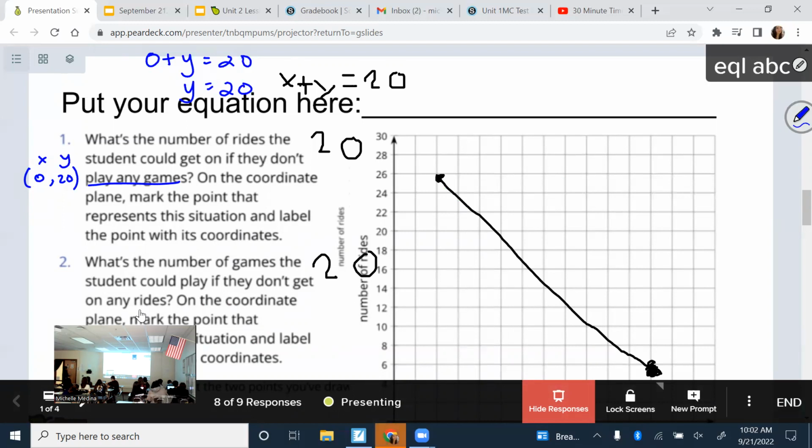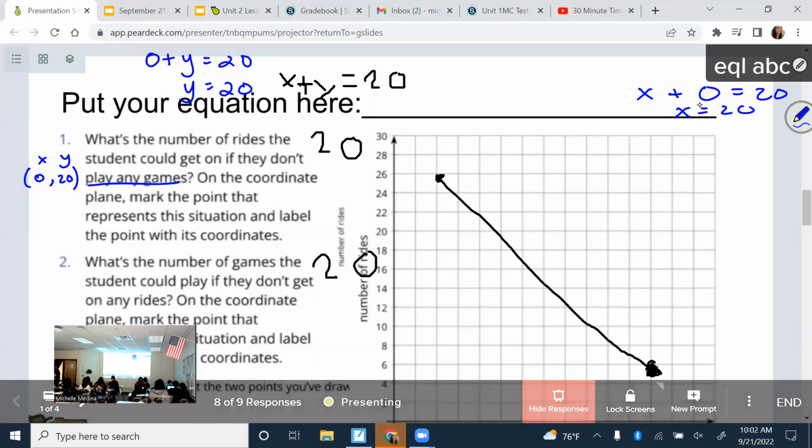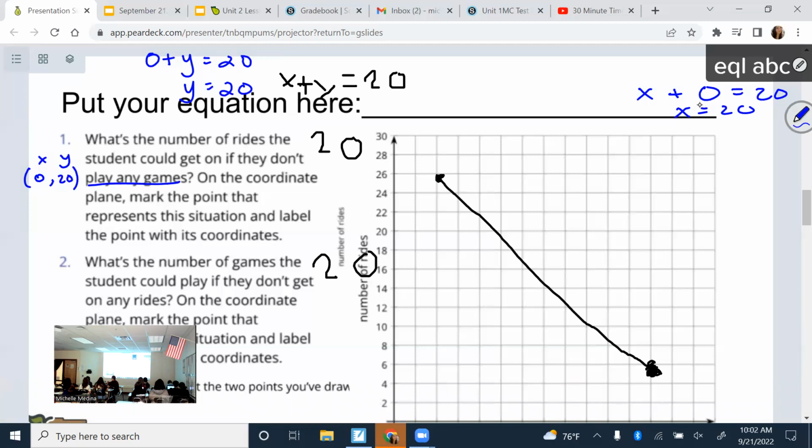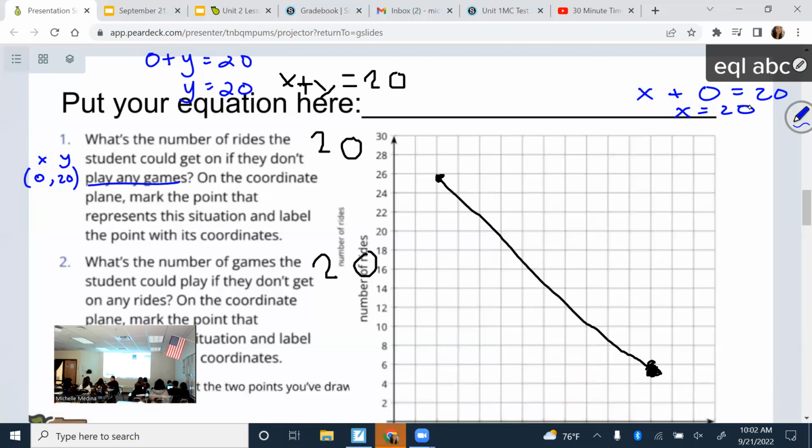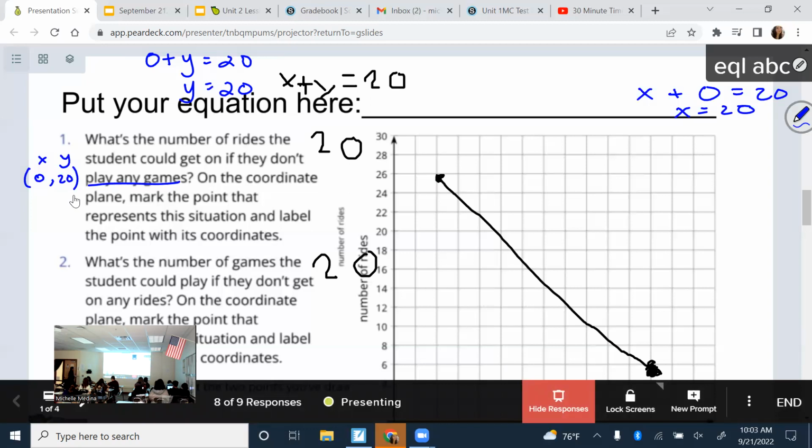Now plug it in for the y when they don't go on any ride. So x is what we're solving for. Y will be 0. What does x equal? 20. Was x is 0? Whole class, x was 0. What's 0 plus any number? That number, whatever it is. So x of 0 would be x. So then x is now by itself, so x equals 20.